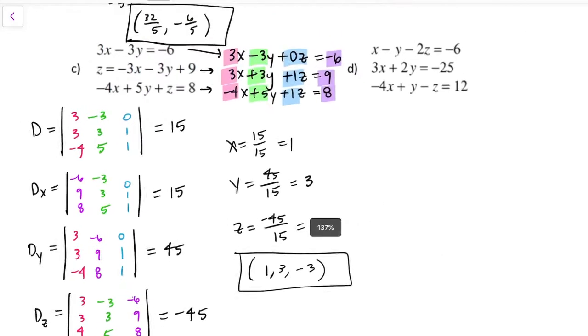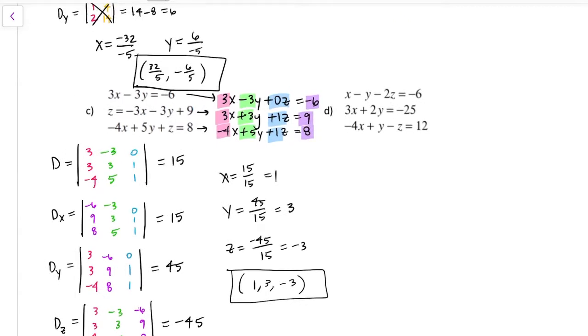Final answer. You will have problem, what example are we on? 8D for homework.